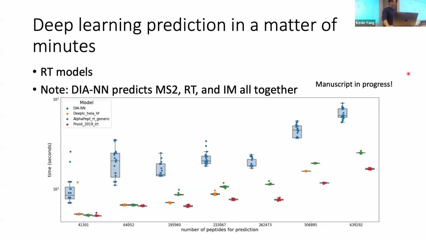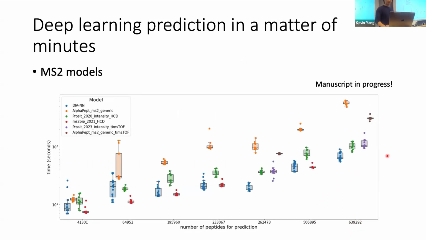In terms of runtime, I did it first for these retention time models. On the x-axis here, you see the number of peptides you're predicting, and I did it for a bunch of different data sets. So here you get about 600,000 peptides, and you can predict all those in on the order of 10 to 100 seconds. So that's pretty reasonable. The MS2 models take more time because now you're not just predicting a single scalar value, you're predicting the intensity for every single fragment. So it does take longer, but it's still on the order of hundreds of seconds for the very worst model, which is AlphaPeptDeep, which is just slower than everything else.